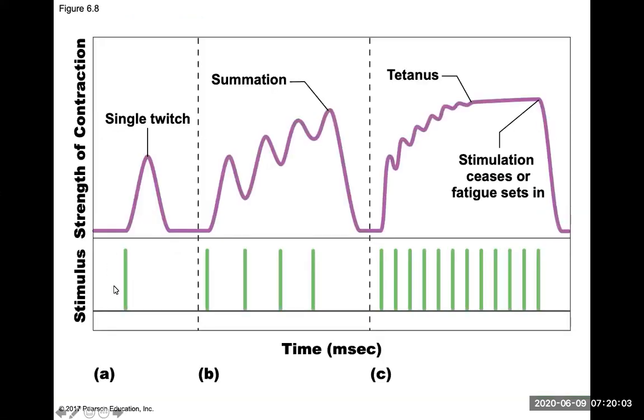So this is a look at a stimulus causing a single twitch, and many stimuli in a row before the muscle can relax again would cause these twitches to summate, or be added on top of each other. And if we have too many stimuli to one muscle at a time, the muscle can go into what we call tetany, where it's constantly contracted, and the stimulation ceases or fatigue will set in and the twitch will die off.